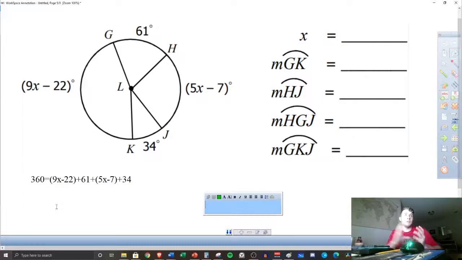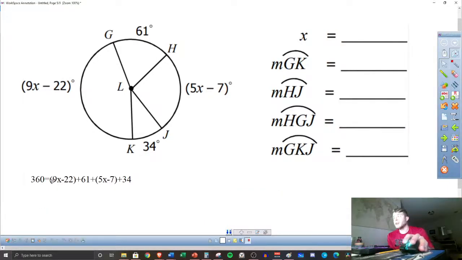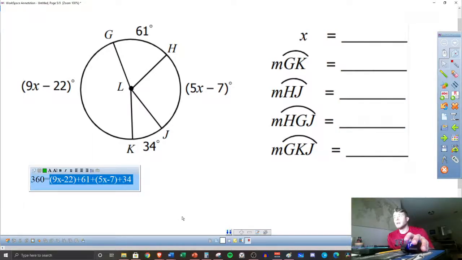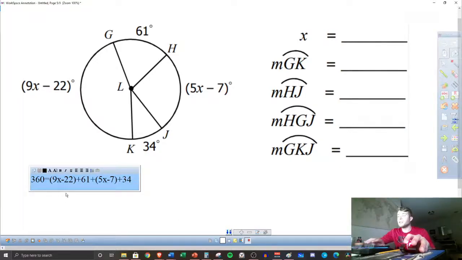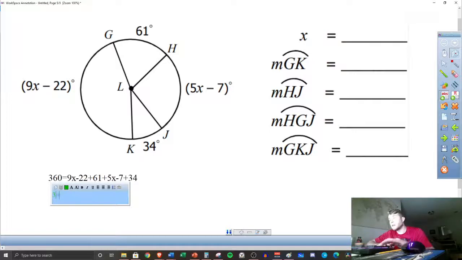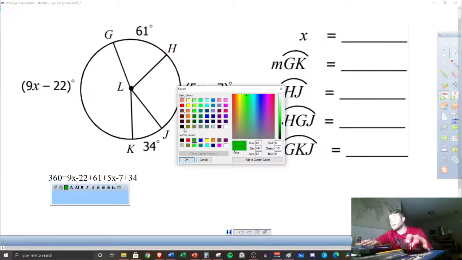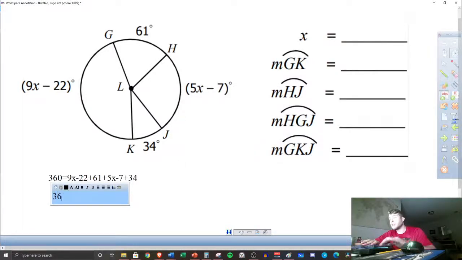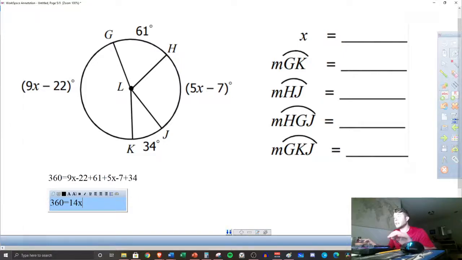So all we have to do to start this is simplify the right side. Well, how do we simplify all of this? Well, you just combine the like terms. And because there's no multiplication happening, I can actually get rid of these parentheses, and I don't have to worry about those. I can just combine like terms and go about my business. So let's go ahead and write the next part, 360, which I want to be larger. So 360 equals, well, I need to add 9x and 5x, which is going to give me 14x. And then I'm going to add negative 22, 61, negative 7, 34.